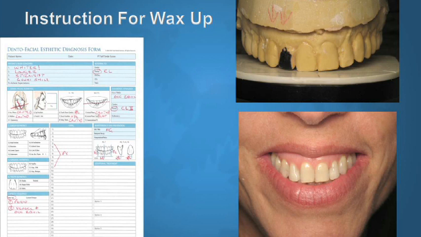So with that information, then we write a lab slip. So the laboratory will have the information that they need in order to develop a wax up that really fulfills the patient's wants. We should never send a model or a cast of a patient without proper instructions to the laboratory. We want the teeth to be this much longer. We want the incisal edges to be this much out or this much in. Otherwise, if we don't communicate that information to the laboratory, they are just going to guesstimate, and the results are never going to be as desirable.